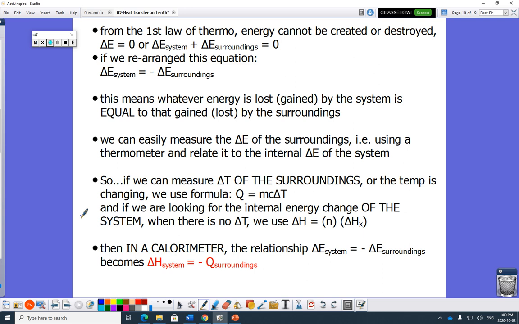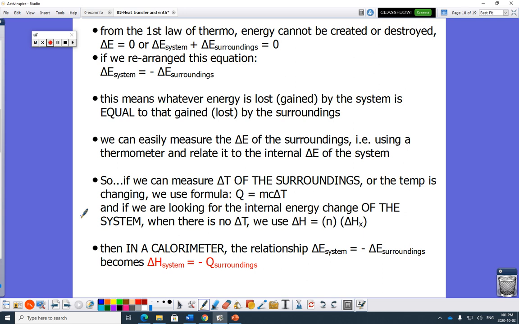So if you can have a system in a surroundings and it is not interacting with the environment, so we're not going to put stuff in our coffee cups and walk around and say, hey, do you think this is real coffee? No. We're going to insulate it from the classroom. Then whatever energy is lost or gained by the system is going to be equal to whatever energy is gained or lost by the surroundings. So if the system gains energy, it took it from the surroundings. If the system releases energy, it gives it to the surroundings.